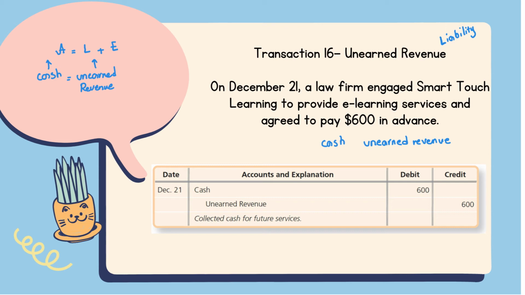The normal balance for assets is what? Is debit side. And for liabilities and equity, it's credit. Cash increases, so it's going to go to the debit. Liabilities increase, so it's going to go to the credit. We're going to start with the debit first. Cash in the debit, unearned revenue in the credit side.